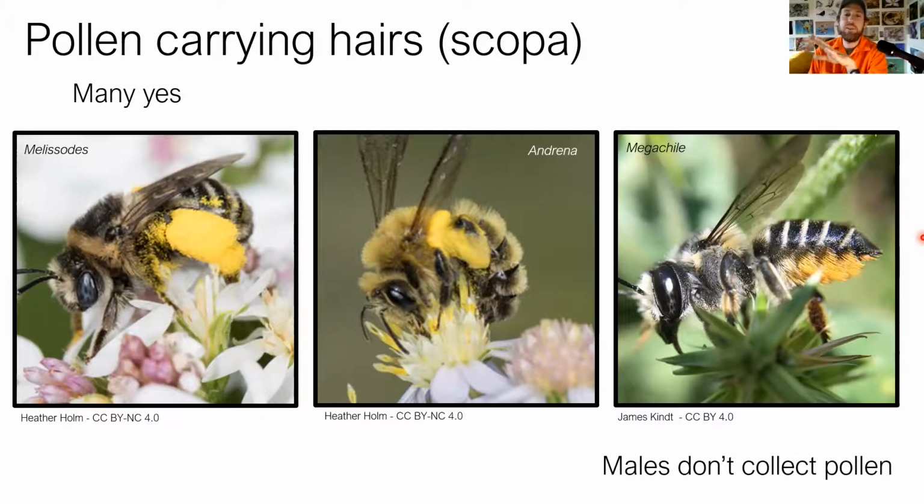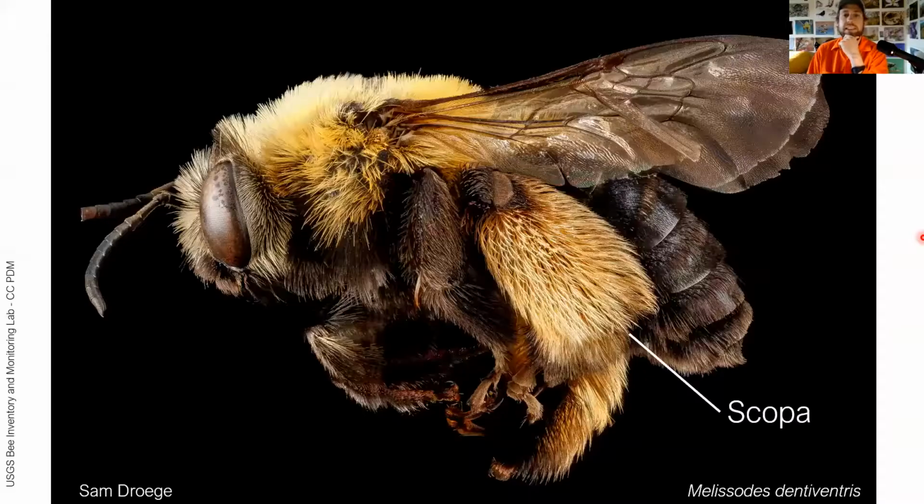And oh yeah, all female bees are the ones that are out collecting pollen. They're doing all the work, gathering pollen to feed their babies. But there are male bees out there, and they are not collecting pollen. They do still visit flowers to drink nectar or find mates, but they don't typically have these distinctive patches of pollen collecting hairs or scopa. So let's take a closer look at some scopa.